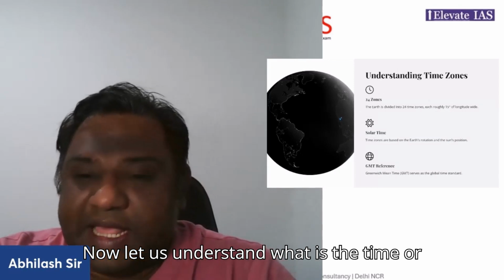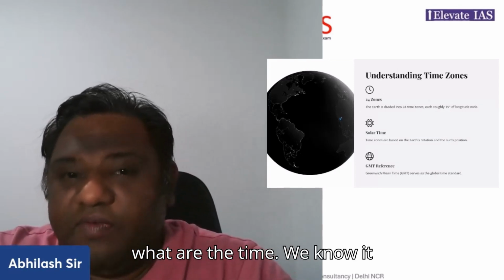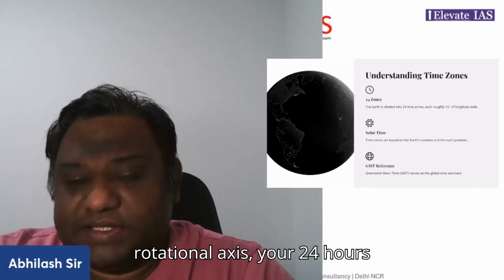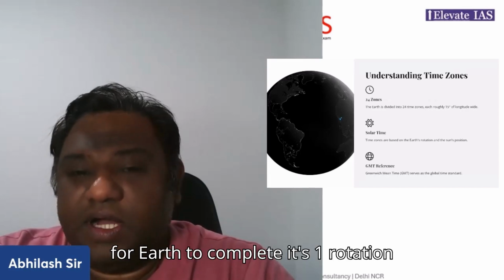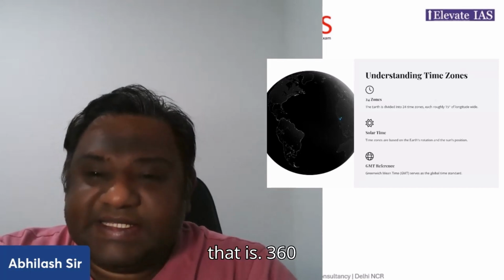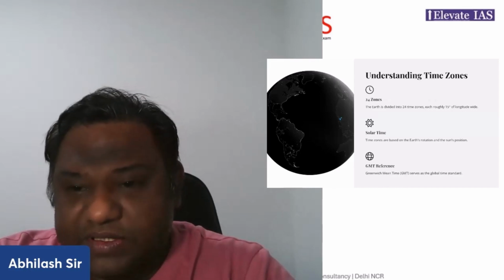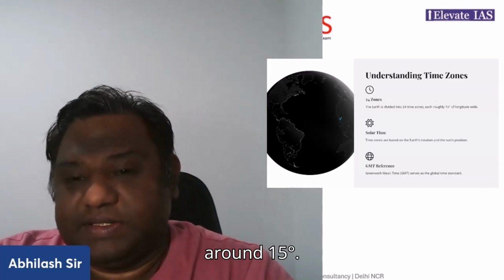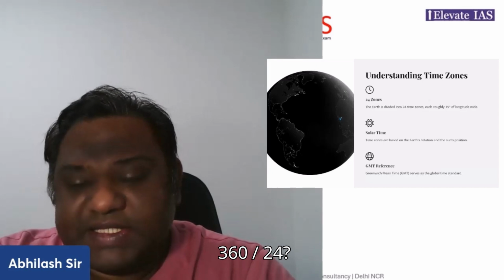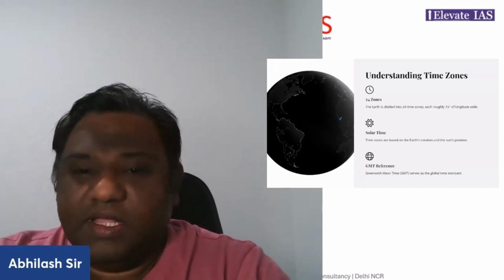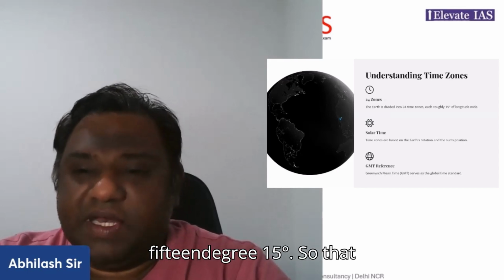Now let us understand what time zones are. We know it takes 24 hours for Earth to complete one full rotation on its axis. That is, 360 degree it turns in 24 hours. So per 1 hour, it moves around 15 degrees. How did this calculation come? 360 divided by 24 is 15 degree. So every 1 hour, the Earth moves 15 degree of longitude.